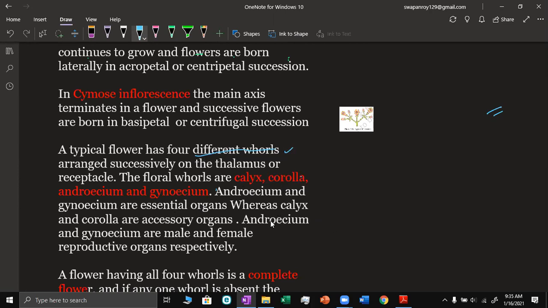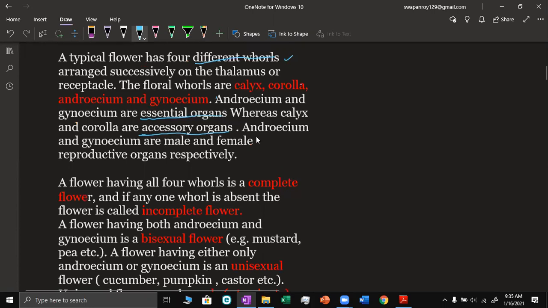This calyx and corolla, they are the accessory organs. Calyx and corolla are accessory, and androecium and gynoecium are essential organs. Androecium is the male, and gynoecium is the female reproductive organ.